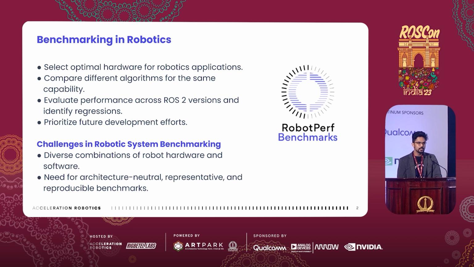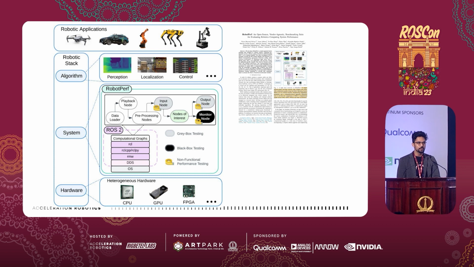Now, the challenge in robotic system benchmarking is that everybody, as one of the questions asked, has a different way of programming the board itself. Intel has its own suite, AMD has its own suite, NVIDIA has its own suite. How do you ensure that whatever you're benchmarking is not affected by the capabilities of the suite itself? That is one of the challenges. Therefore, you need an architecture neutral, representative, and reproducible benchmark. Given that, we've used ROS2 as the baseline for our benchmarking.